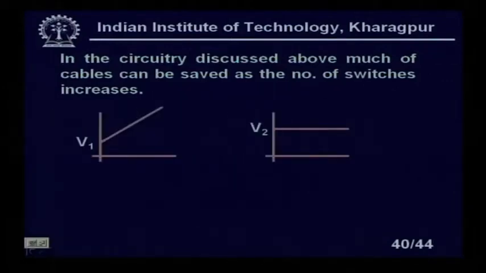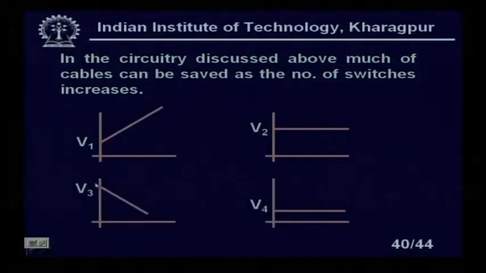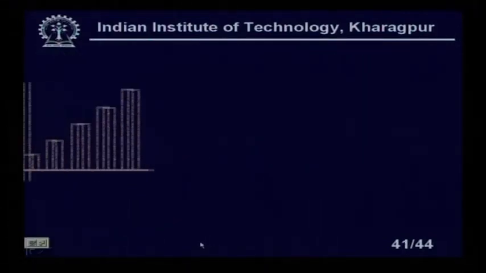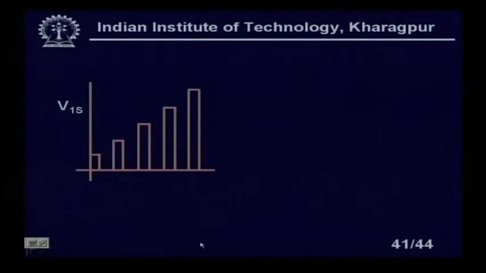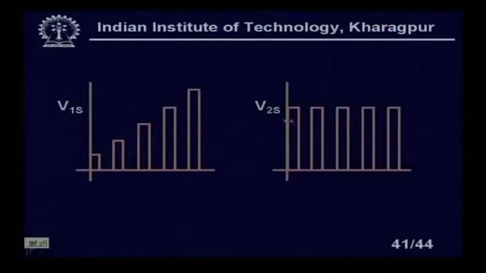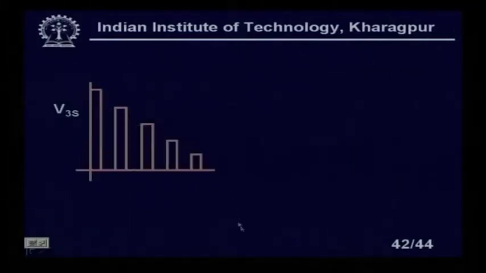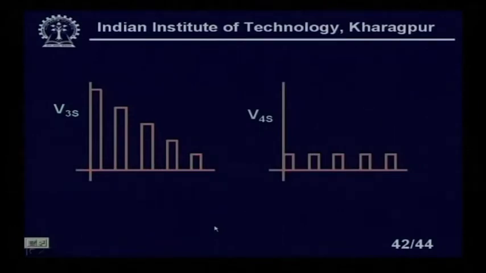So in the circuitry discussed, many cables can be saved as the number of switches increases. Now, I am giving some input signals, V 1 of different varieties: V 2 is very slowly varying, increasing with time, and another is not varying with time. Now if I sample this, and some signal V 3 which is coming down and V 4 which is constant, what is the sampled signal? The sampled signal should look like this. This signal will not change.